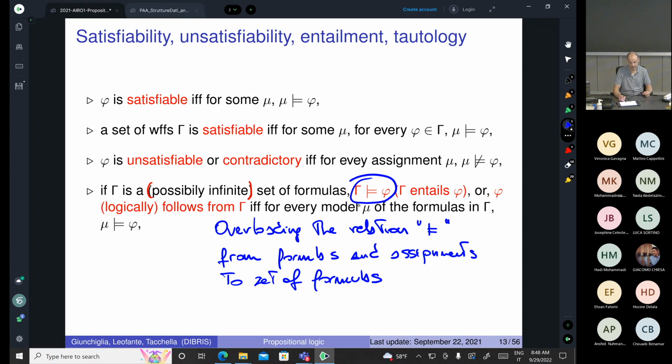Now we have gamma, which is a set of formulas, and phi, which is a formula. We say that gamma entails phi, or that phi is a logical consequence of gamma, or logically follows from gamma, if and only if for every model mu of the formulas in gamma, mu also entails phi.